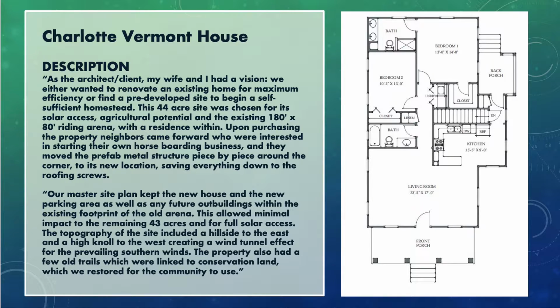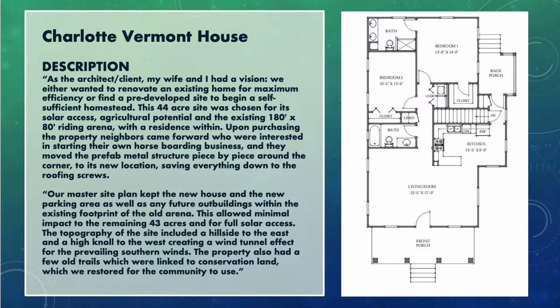So there was already a house that was there. Oh, wait a minute. Sorry, I thought I had read this a little more clearly. That was kind of interesting. They said somebody bought the horse boarding business and moved the metal structure, saving everything down to the roofing screws. Okay, so there was a building there. They just moved it. Our master site plan kept the new house and the new parking area, as well as any future outbuildings within the existing footprint of the old arena.